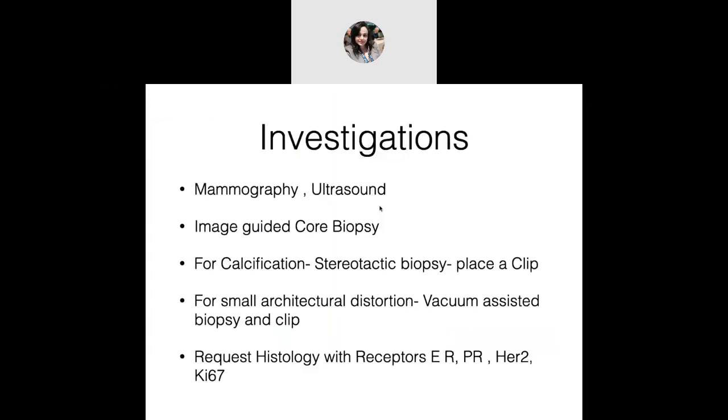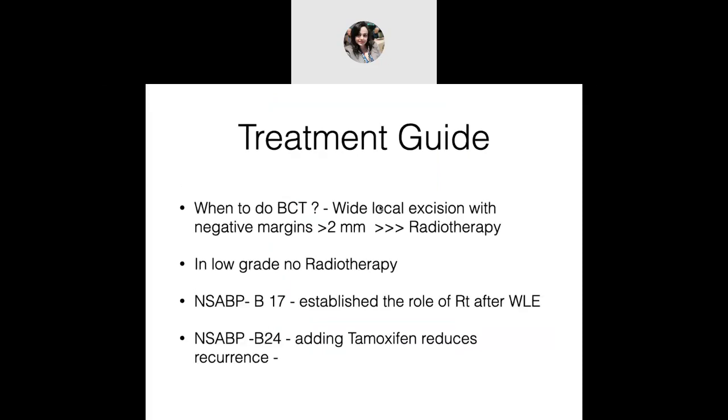So some examples of microcalcification, then we come to biopsy, and if small areas, stereotactic or vacuum assisted biopsy, and then treatment is decided based on the size and other features. If it is a small tumor, you can perform wide local excision and then offer radiotherapy. If it is ER PR positive, then you can add tamoxifen 20 milligram daily for 5 years.